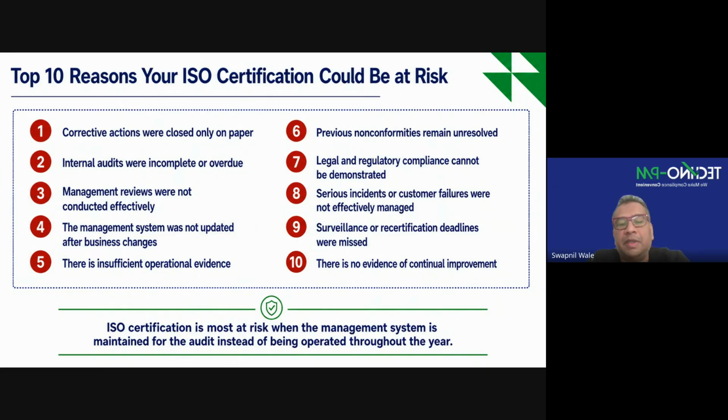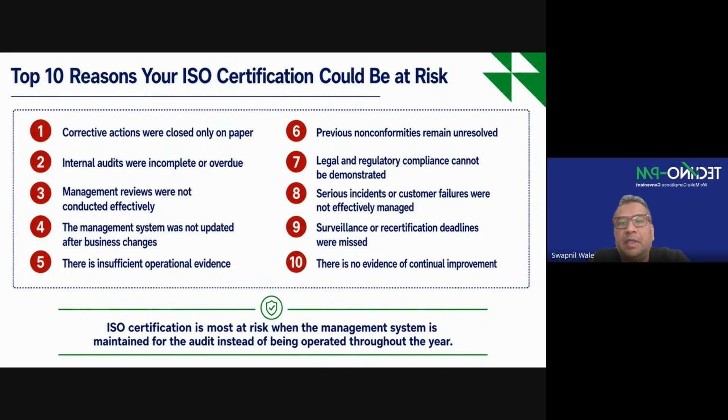There's insufficient operational evidence. A lot of people just want to implement 27001 or 9001 because their customers need it. And once they get the certificate, none of these activities happen. That can be a big problem because you need operational evidence. After 3 years, if you have a recertification audit and you don't have evidence that you have done management reviews for the last 3 years, or you don't have evidence that you have done risk assessment for the last 3 years, that will definitely cause a problem in your recertification.